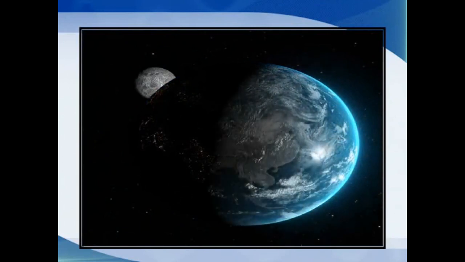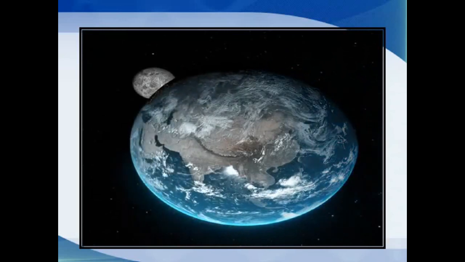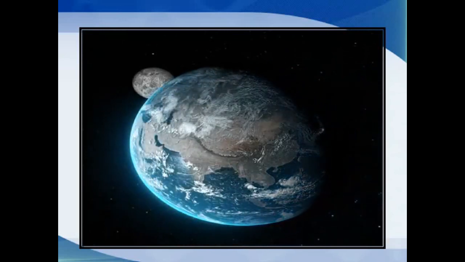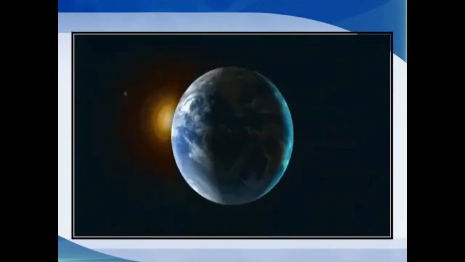As a result, we experience sunrise, noon, sunset, and night. During the rotation, the longitudes in the western part face the sun gradually, while those in the east experience darkness. The longitude which faces the sun experiences sunrise, while on the other hand, the one in the darkness experiences sunset.